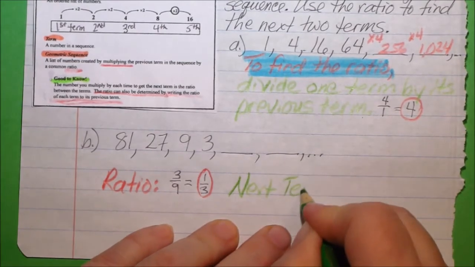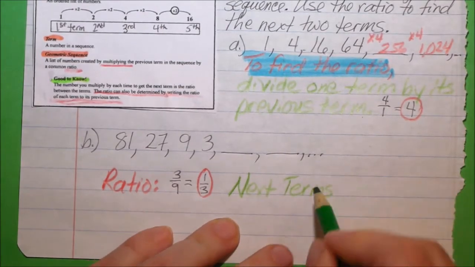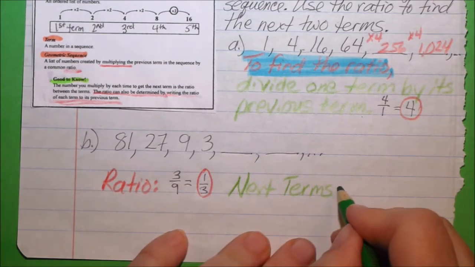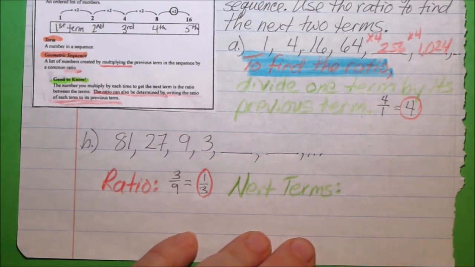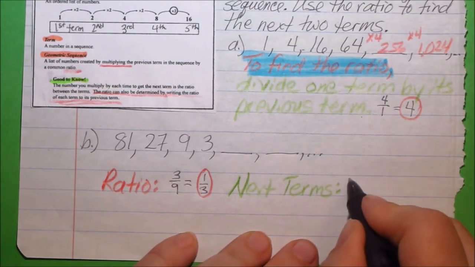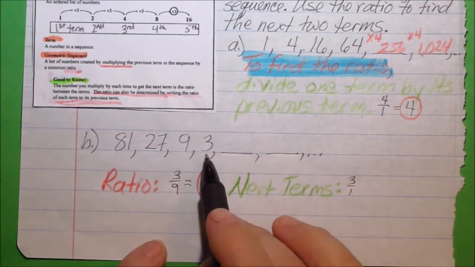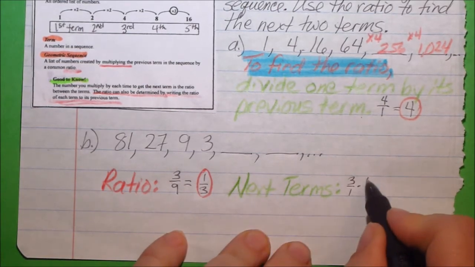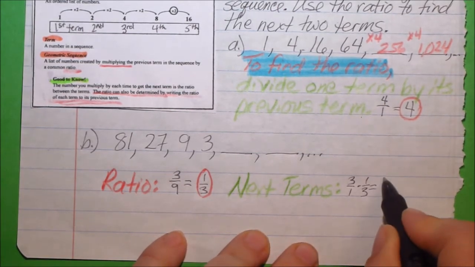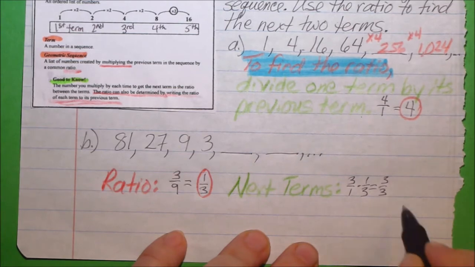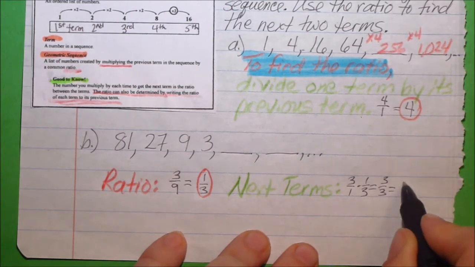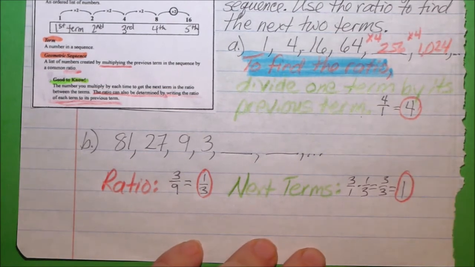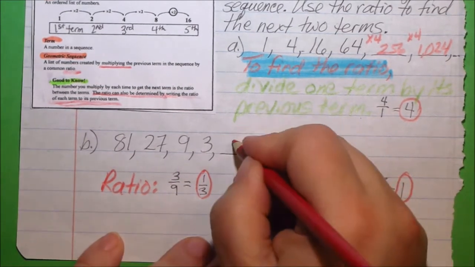Next terms. How do I find that? I'm going to multiply 3 times my ratio, 1/3. All right? So nice and simple here. I've got 3, which I'm just going to put over 1. That's my last term that I know of. Times 1/3 equals 3 over 3, which equals 1. So my next term in this geometric sequence is 1.